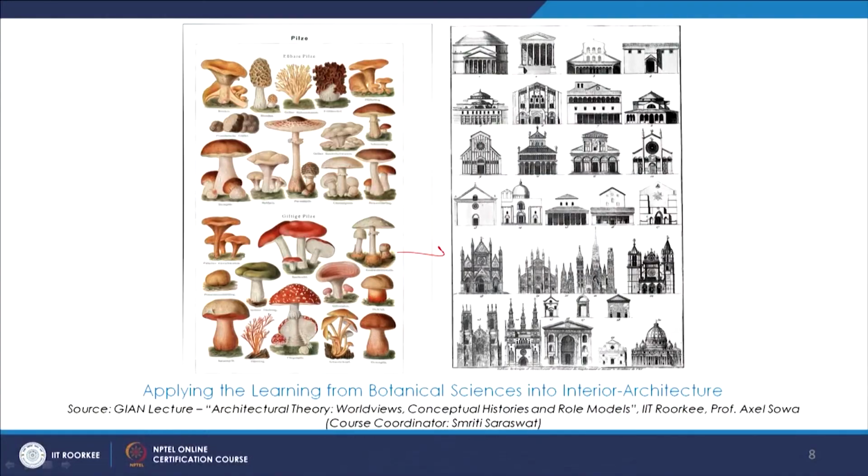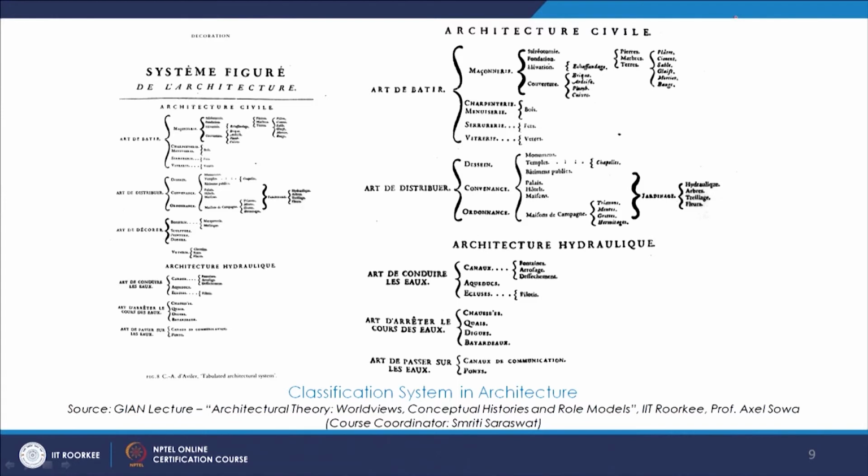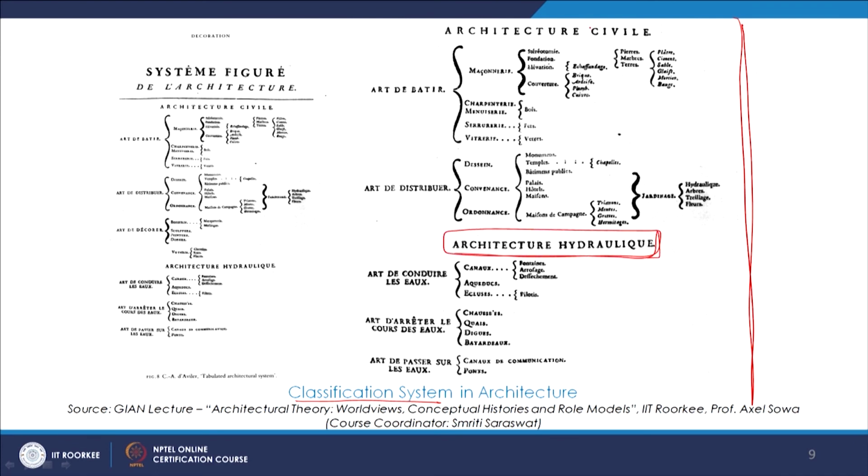We saw this very interesting analogy and how a system was created where the learning from the botanical sciences was applied in interior architecture, and this interrelationship we just saw: the learning from one field applied to the other field. There was also a very interesting page from a very rare old book where we saw the classification in architecture. This again is a system of classification, and we saw how it was classified in terms of hydraulic applications and in terms of civil works. So this also we discussed.